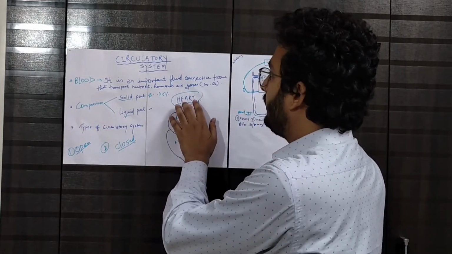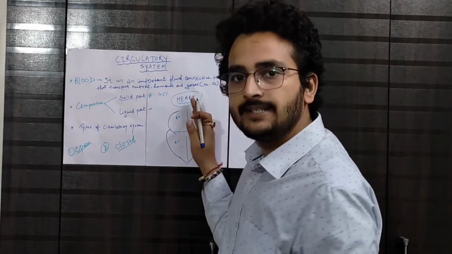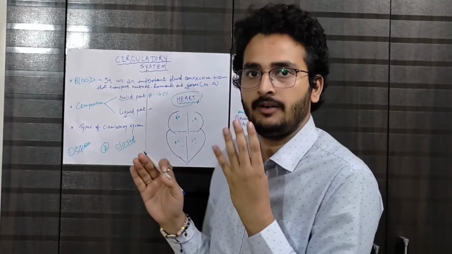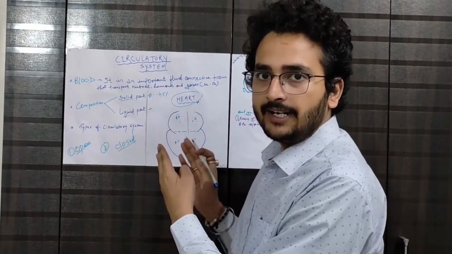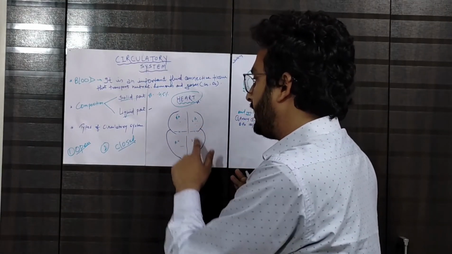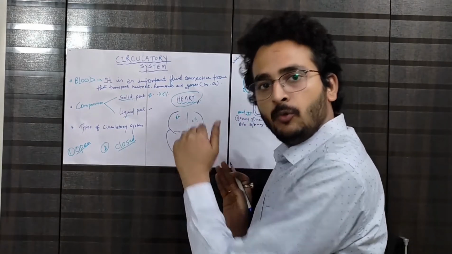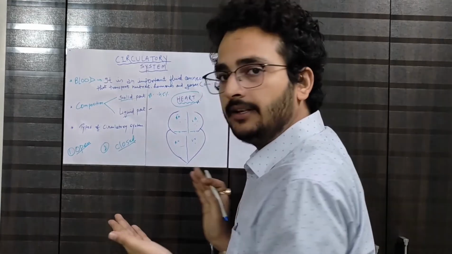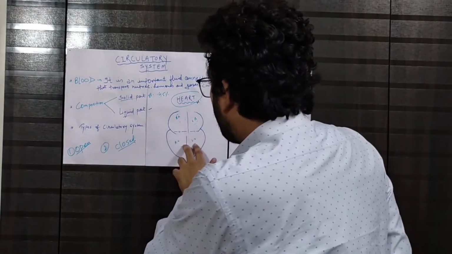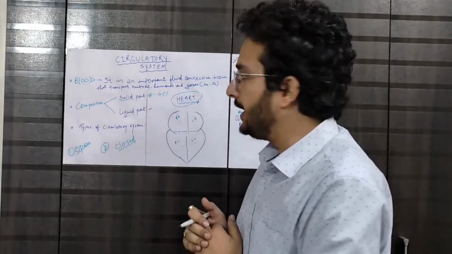So let's see the heart, the main organ associated with the circulatory system. A mammalian heart consists of four chambers, two auricles and two ventricles, namely right auricle, right ventricle, left auricle and left ventricle. The walls of the ventricles are more muscular and thicker than the walls of the auricles because they have to pump blood to a greater distance in comparison to the auricles.